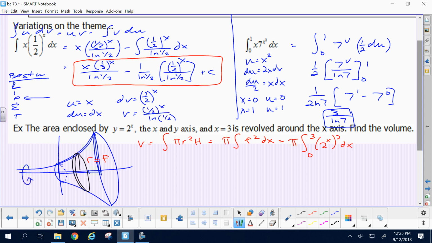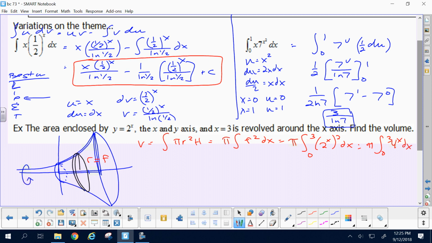You're saying it's 4 to the x? It is. This is the same as this, which is the same as this. And so, yeah, it is the same as 4 to the x. And that's easier to integrate and you don't have to use substitution. So, pi times the integral from 0 to 3 of 4 to the x.